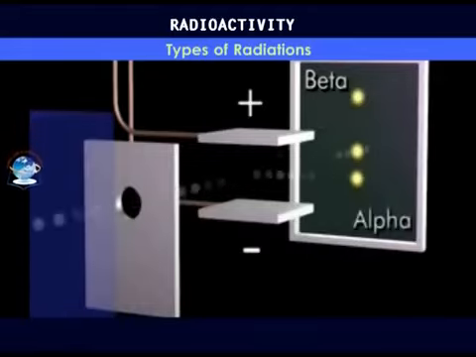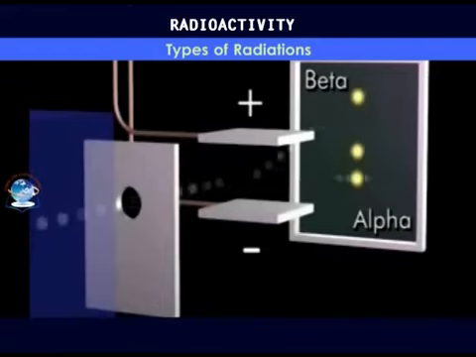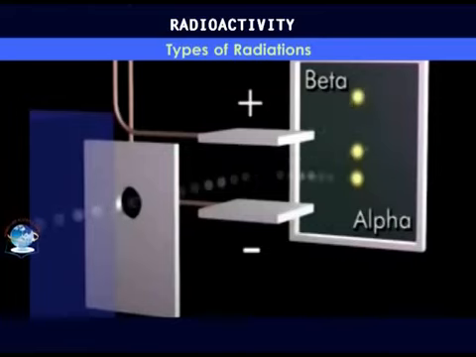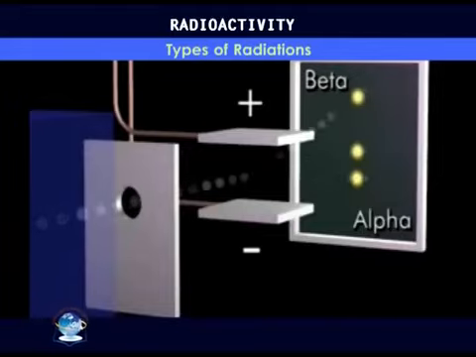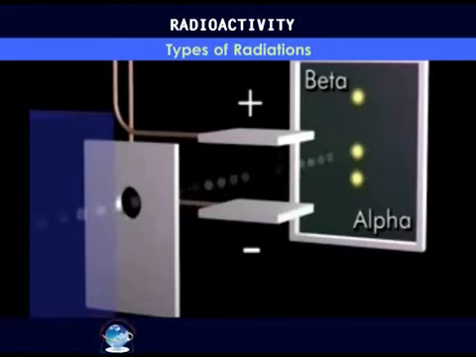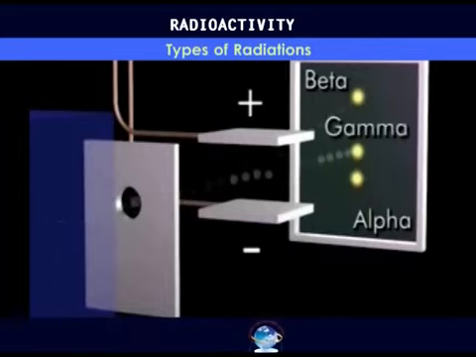Note that the alpha particles are deflected less than the beta particles by the same electric field. This occurs because the alpha particles are more massive, but the amount of deflection is also determined by the relative energies of the different types of radiations. The portion of the original beam that is undeflected is due to radiations that are not charged and are called gamma rays.